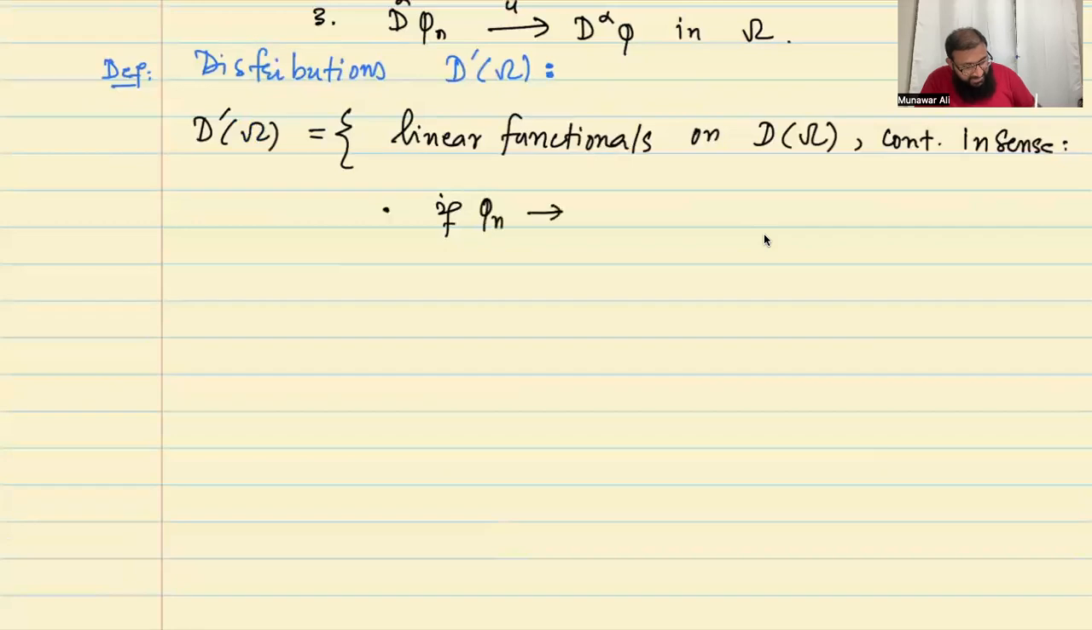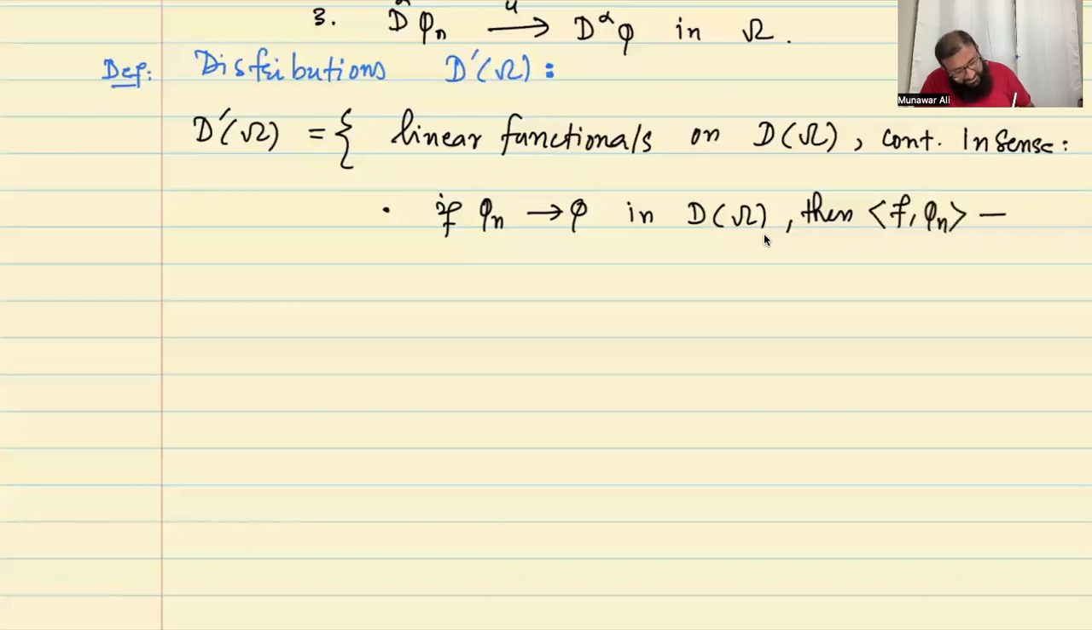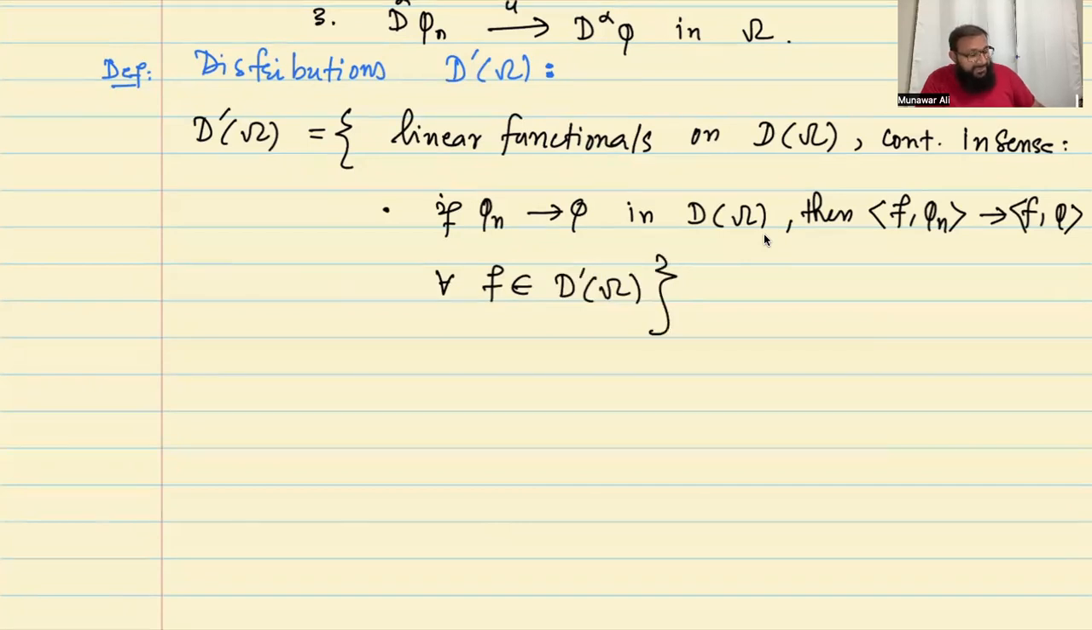if phi_n converges to phi in D of omega, so if I have some test functions that converge in D of omega, then if I take a distribution, let's say f, that I operate on phi_n should also converge to f operated on phi, for all f in D prime of omega. Since f is a linear functional, I can say these things. This is how we define convergence in this space. So this space involves linear functionals on this. Hence, we call it D prime of omega, which is also called the dual space of D of omega.